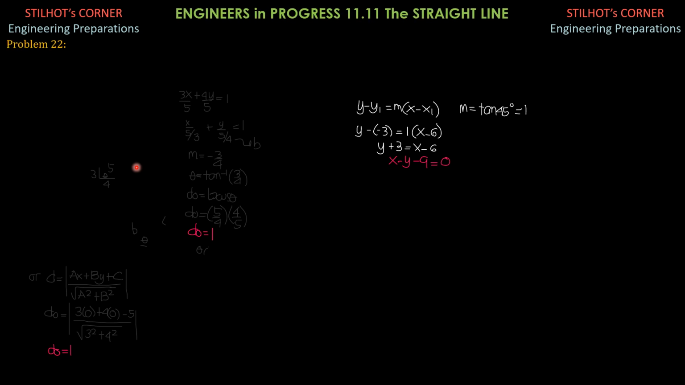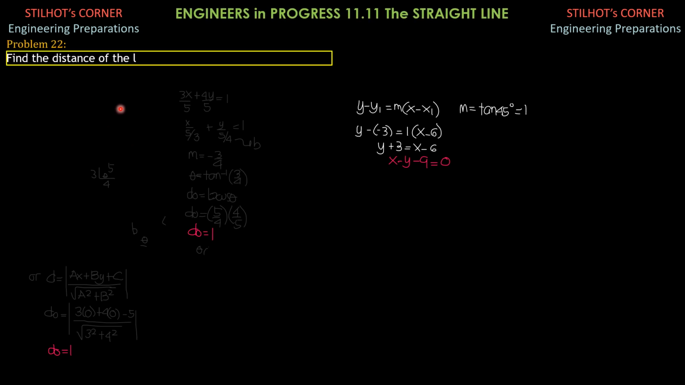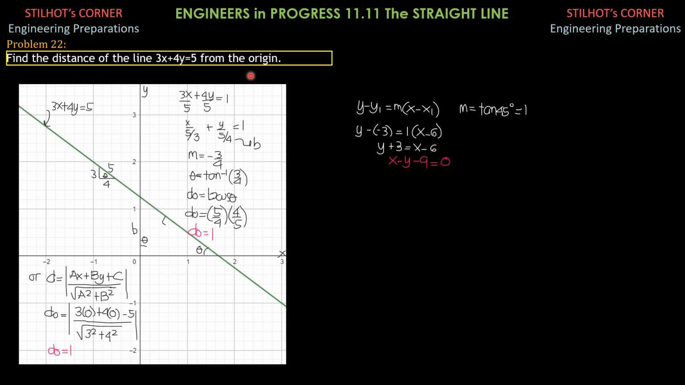Problem 22. Find the distance of the line 3x plus 4y equals 5 from the origin. So let's have a plot. I'll present two solutions again. One is using the formula derived in the previous video, and the other one is by practical approach, so that you don't need to memorize formulas.